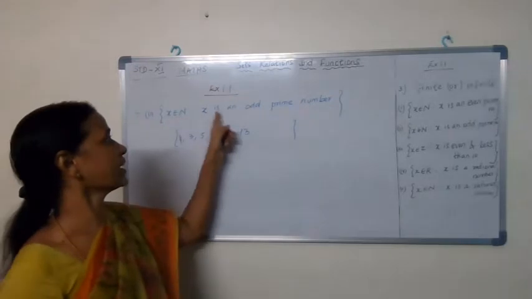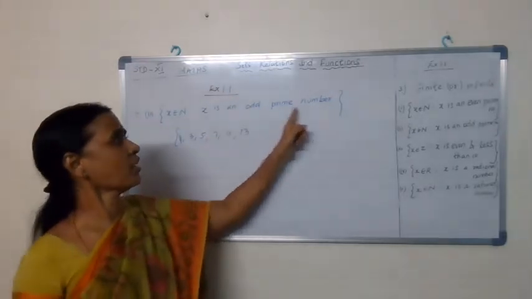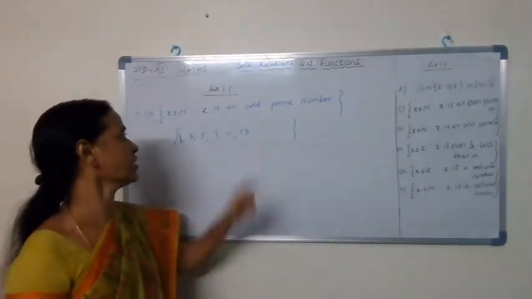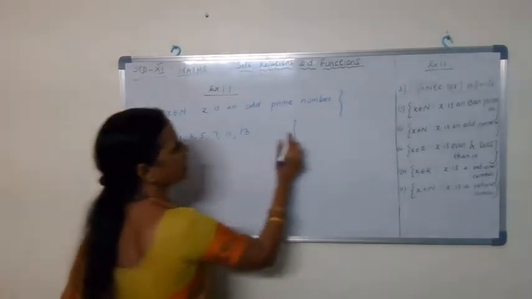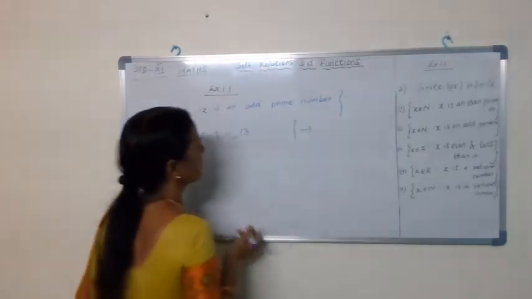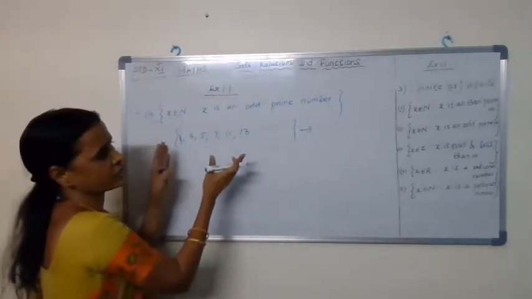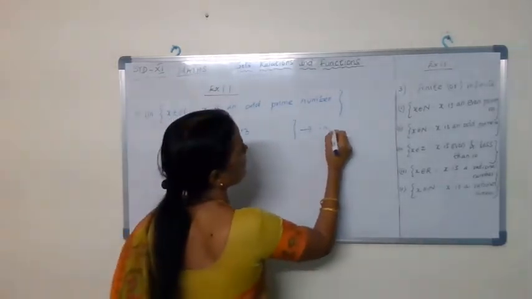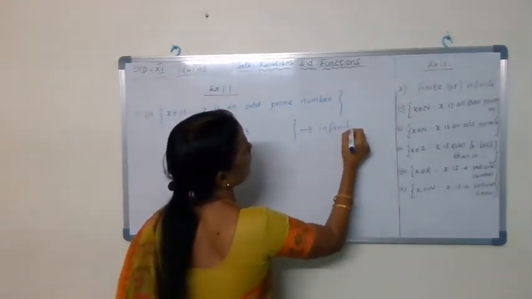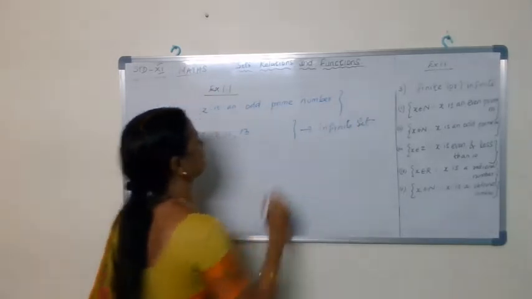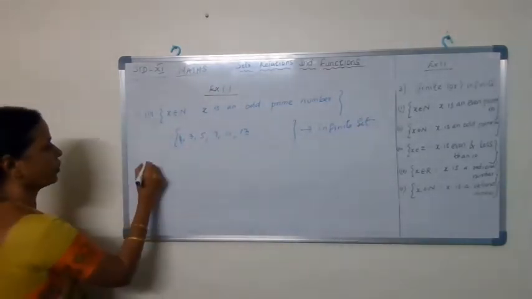Because here in the set, X must be an odd prime number, we have to consider only these numbers. Therefore, is this finite or infinite? Because you have uncountable values, it is called an infinite set. Now go to the third one.